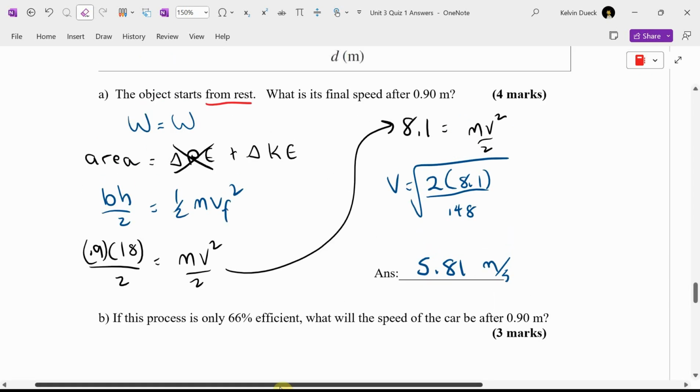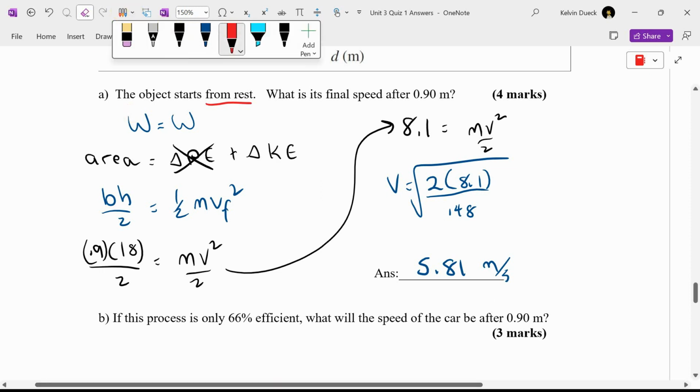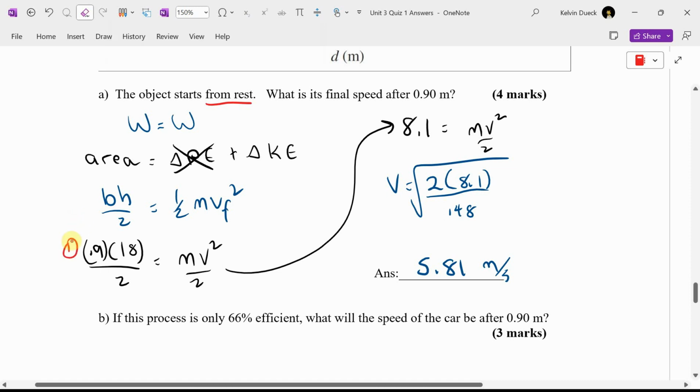If you got that 4 out of 4, otherwise I would probably go something like this. If I saw this line somewhere, I would give you 1 mark. If I saw the 8.1, that alone would get you 1 mark. If I saw that, and if I saw that.